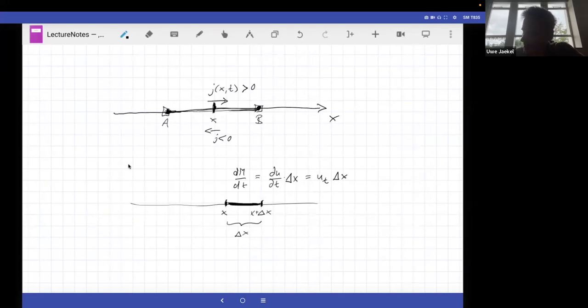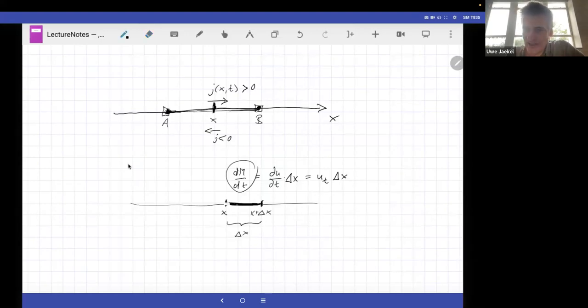So this is one way to put it, but there's another way to express it. So far, we haven't made use of the idea that we have this continuity equation. So we can express it in a different way.